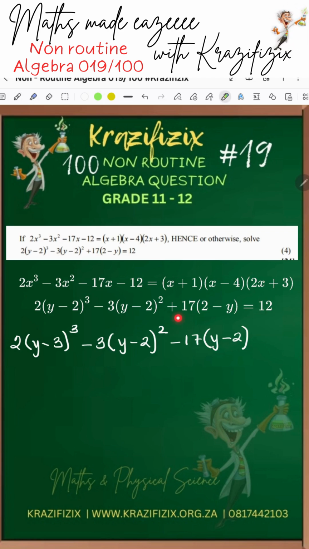What do I mean by my sign change? What is plus 17 times negative y would give us negative 17y. Then plus 17 plus 2 would give us plus 34. Negative 17 times negative 2. Do you see that, right? Now, for me to solve, I can say minus 12 equals to 0.